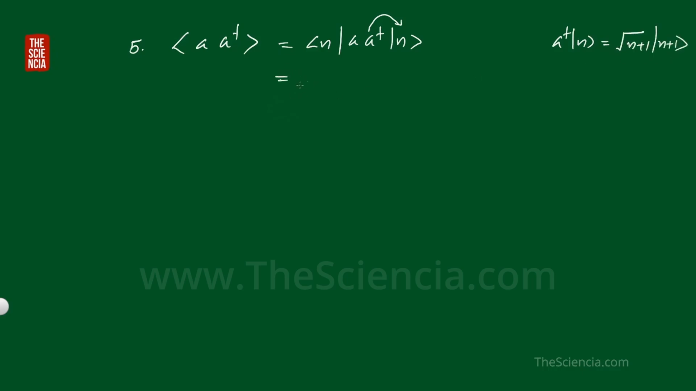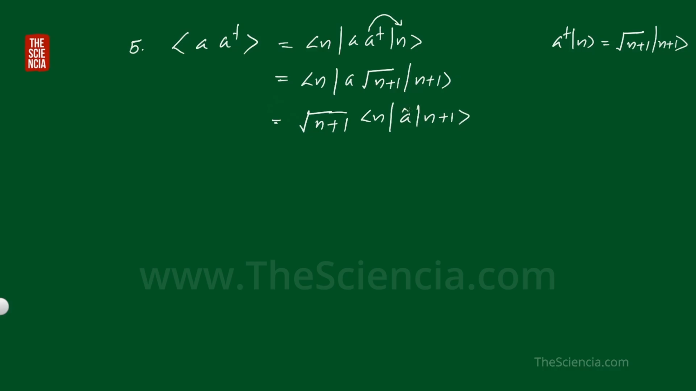And the fifth one, the expectation value of aa†. That is ⟨n|aa†|n⟩. First this creation operator will operate on |n⟩, and we know that if it operates on |n⟩, we get √(n+1) |n+1⟩, right? So that is ⟨n|a, and now we have √(n+1) |n+1⟩. That is √(n+1) ⟨n|a|n+1⟩.